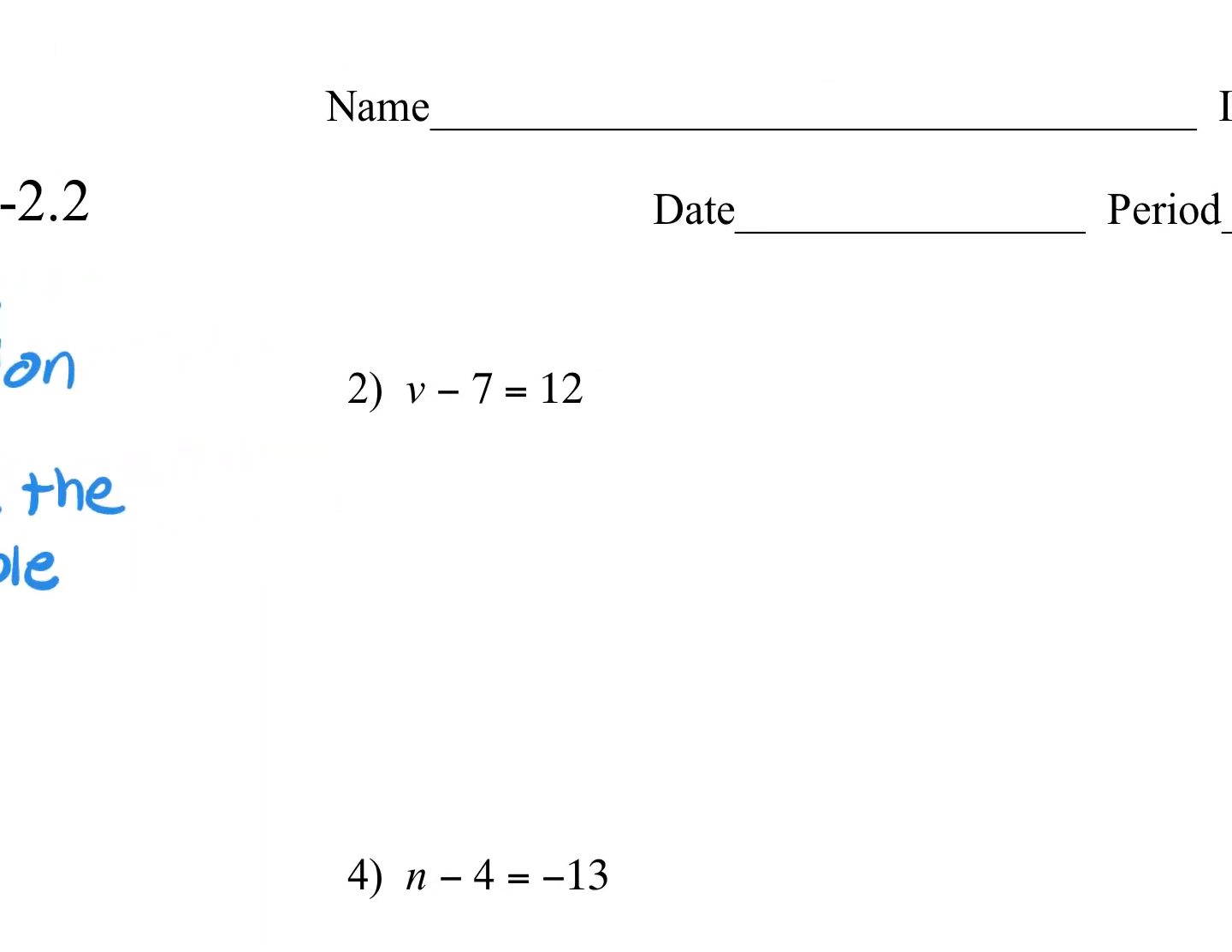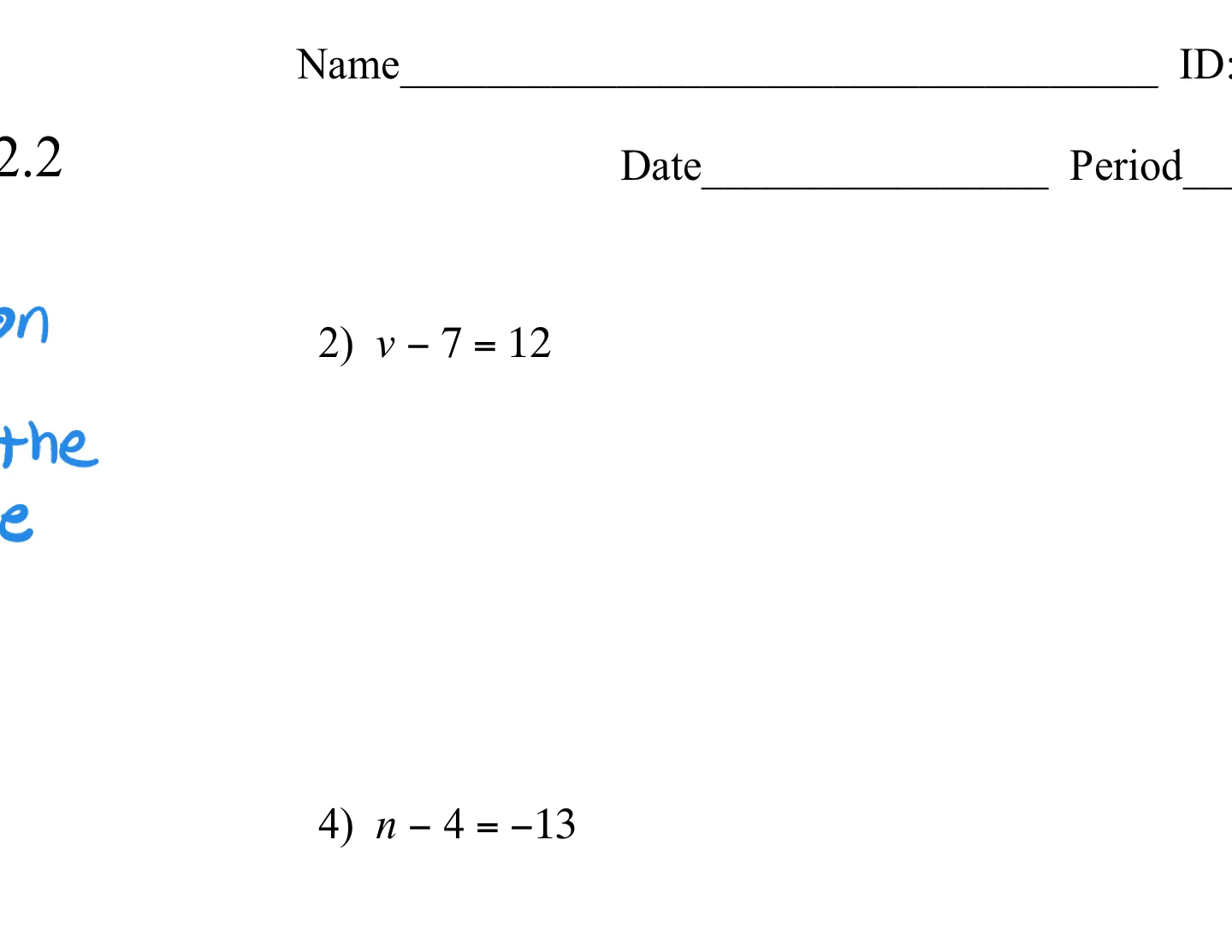Now let's look at this one here. Our variable that we want to isolate is v. On this side of the equal sign, we have v minus 7. To get rid of something that's being subtracted, you want to add. So the opposite of -7 is +7. Add 7 on both sides. Cancel the 7, because -7 plus 7 is 0. And again, 0 plus anything is itself. So we get v equals 12 plus 7. So v equals 19.